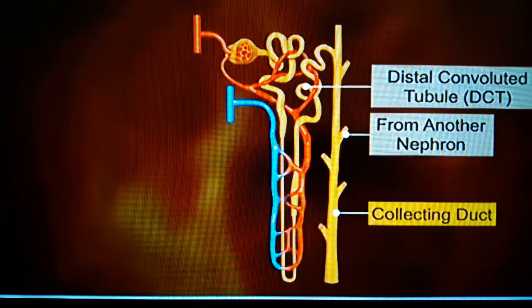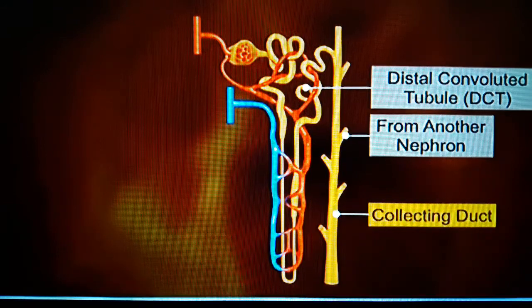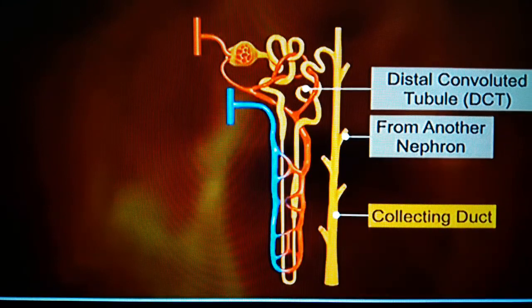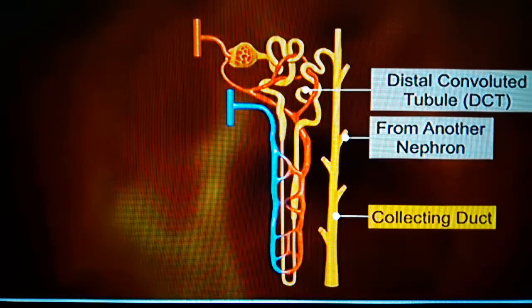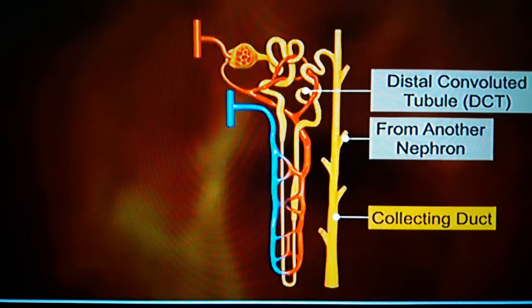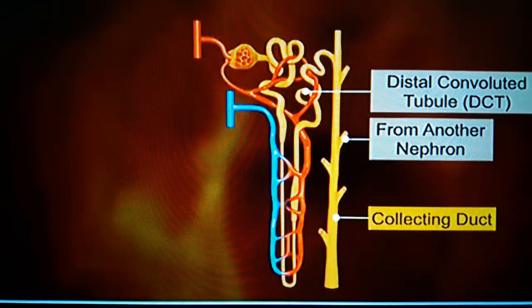Vasa recti help in retaining reabsorbed ions and urea in the medullary interstitial fluid, thereby maintaining its high osmolarity or high osmotic pressure. Their parallel arrangement helps in the concentration of urine in the loop of Henle. So, vasa recti are types of capillaries.